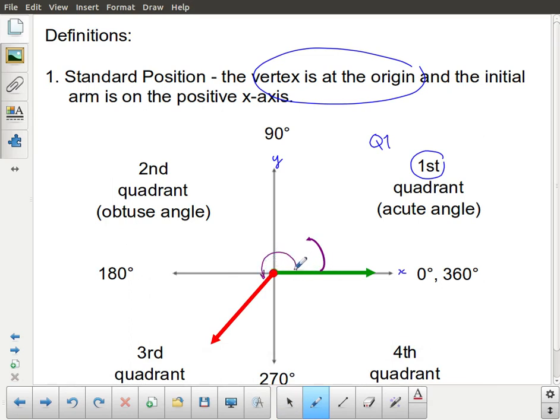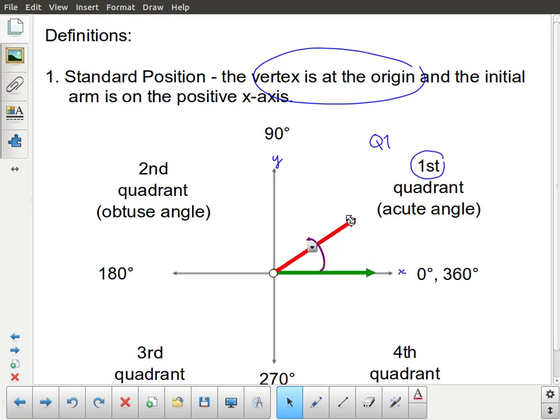We're still starting on the initial arm, and then we're rotating around to the terminal arm, and I carry on into quadrant 4. And what kind of angles? Well, here's 270 degrees, so now this is greater than 270. And then once I make it back to here, that's 360 degrees, I'm back at 0.